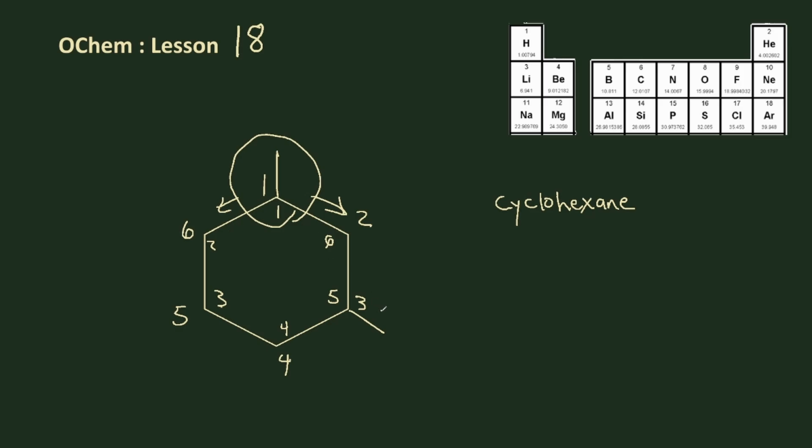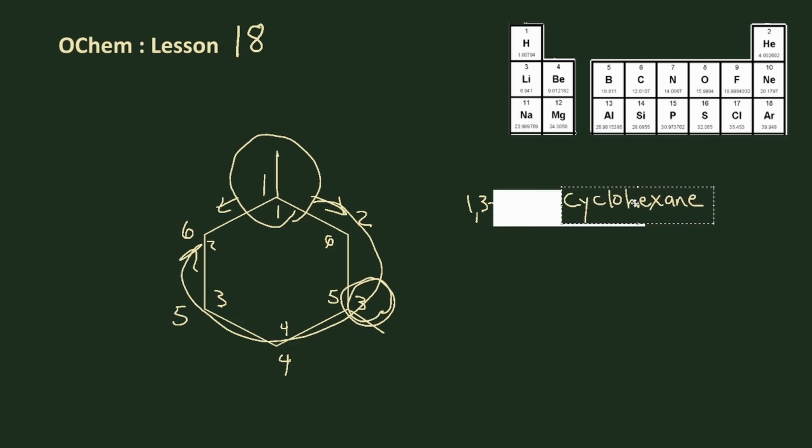Well, you always want to choose the lowest. So you would go clockwise in this configuration, and this would be 1, 3. And you would have to move the cyclohexane part over, I guess. I didn't think my positioning through very well. Let's fill that in. 1, 3, methyl cyclohexane. That's the way that you work this problem out.